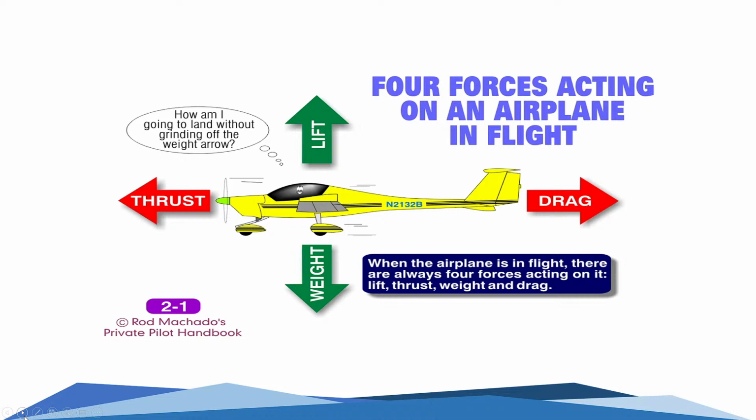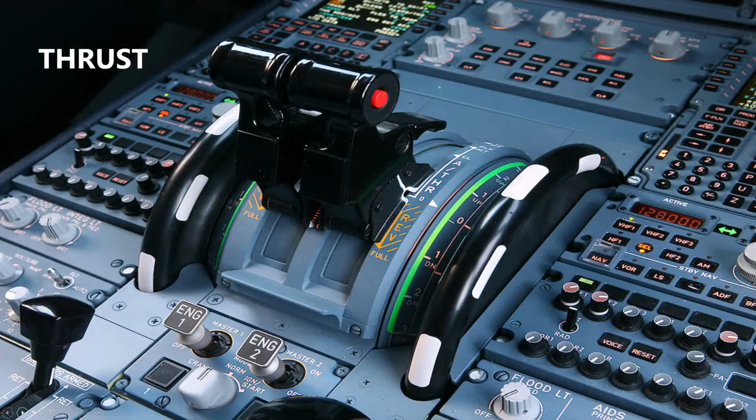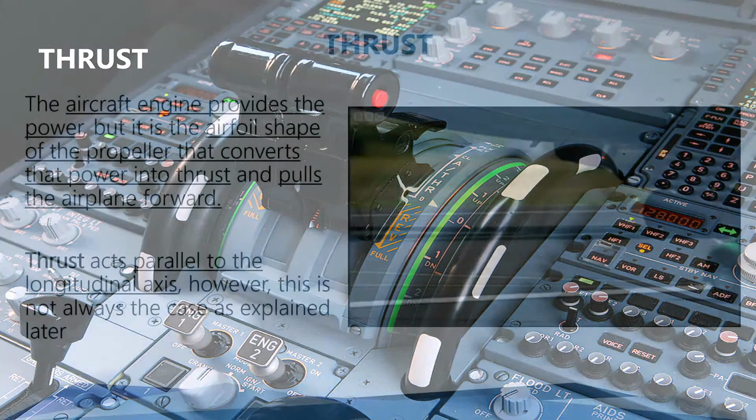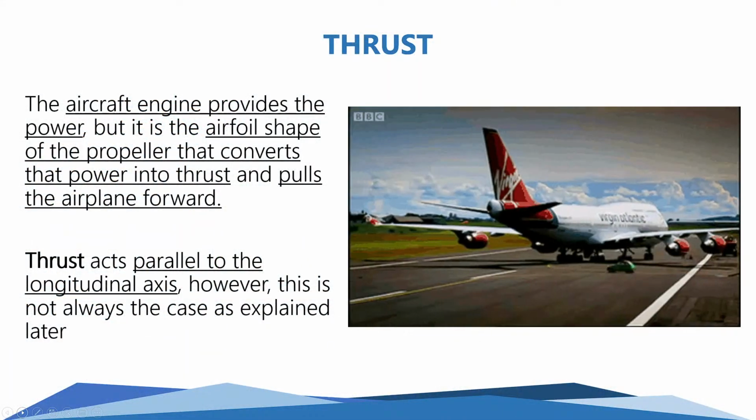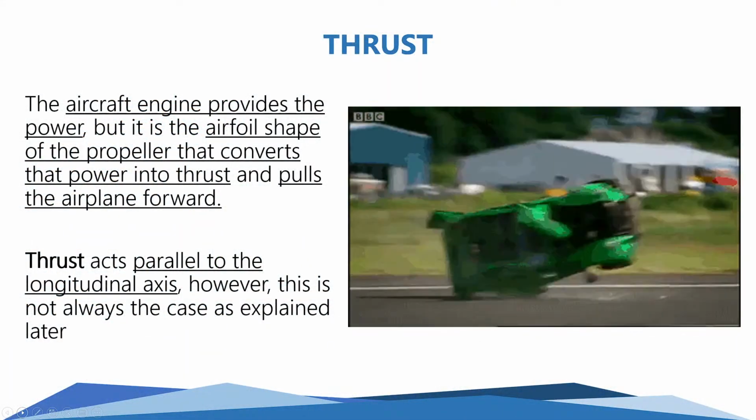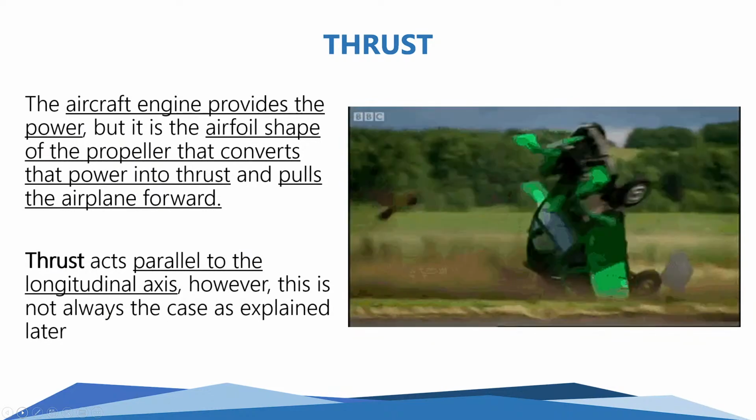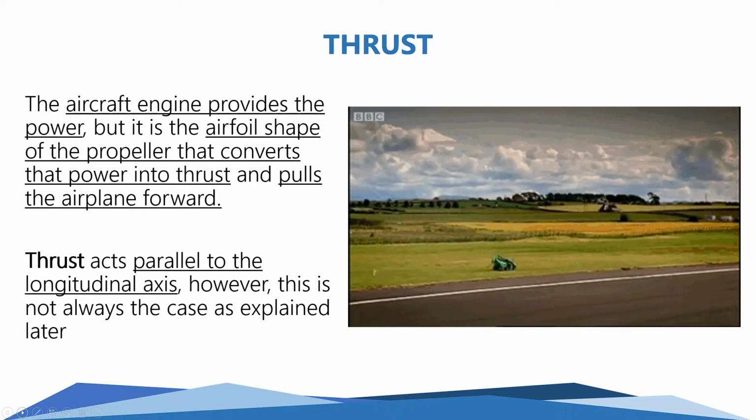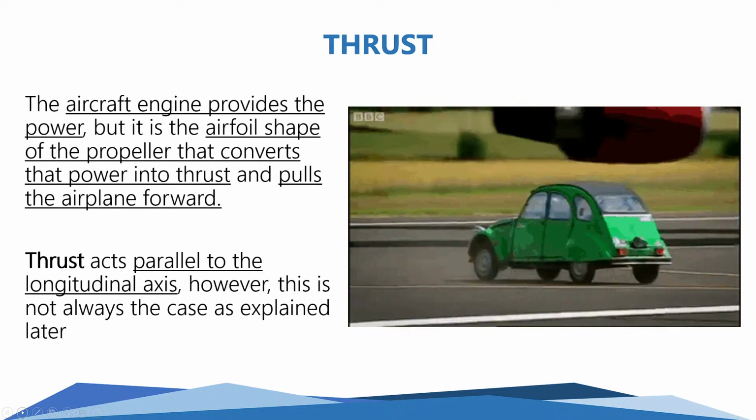So the only time that these are all equal is when the airplane is basically in straight and level unaccelerated flight. That's when all four forces are actually going to be equal. You might see that on an FAA test question on your quizzes. First one we have is thrust. Thrust is a pretty easy one to cover. Basically, it's the aircraft engine that provides the power, but it's that airfoil shape that we talked about before from the propeller that converts the power into thrust and then pulls the airplane forward.